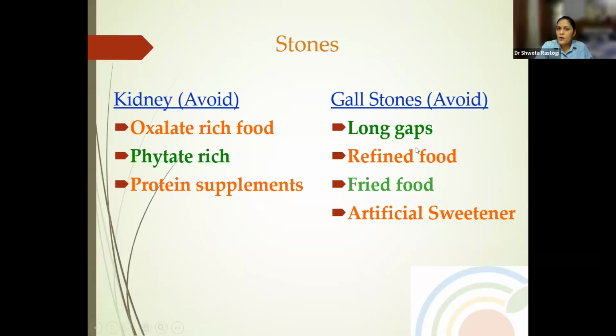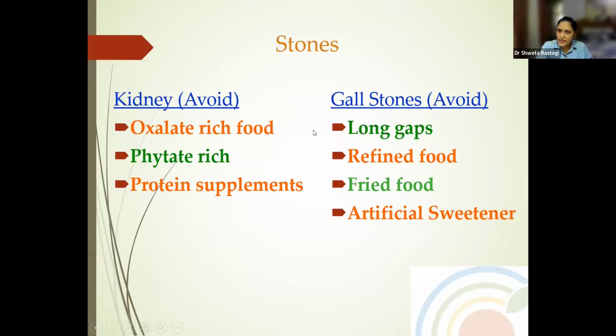So encourage them to avoid refined foods and fried foods because they are only contributing to the problem. And artificial sweeteners should also be avoided. See, sometimes what happens is they take foods which are rich in artificial sweeteners and it says low sugar or without sugar, low carbohydrate, and this leads to a lot of craving, which ends up giving them high intake of foods and thereby more calories, so they tend to put on weight.